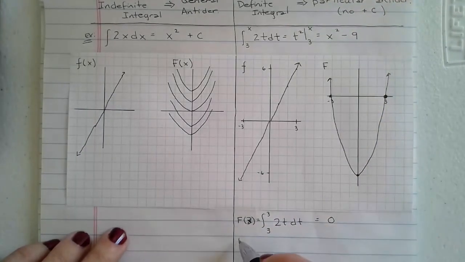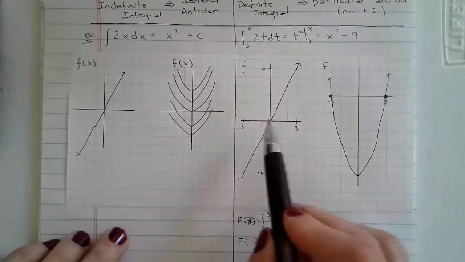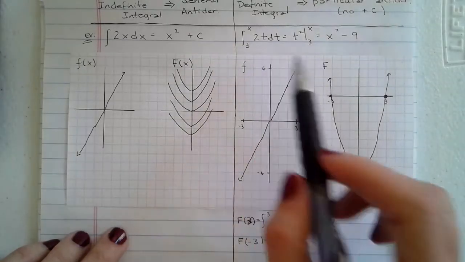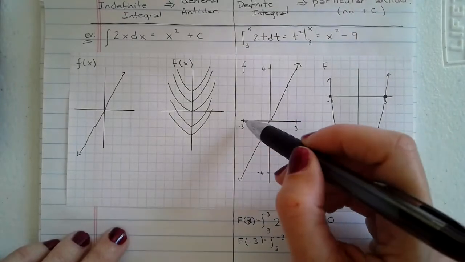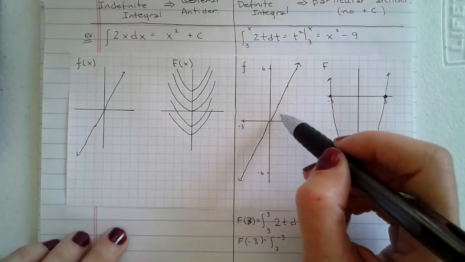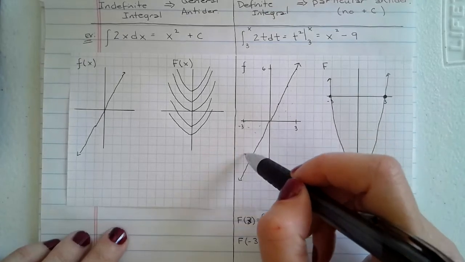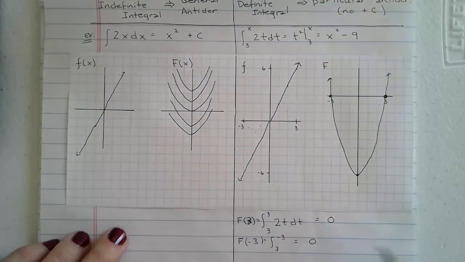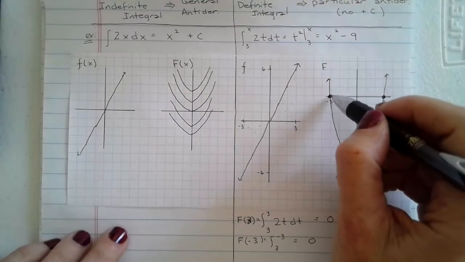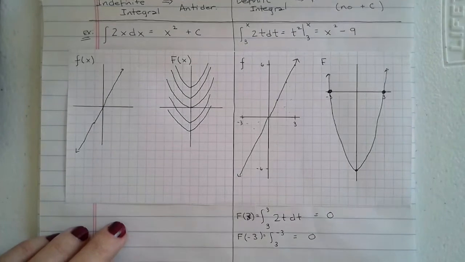If we were to look at F of -3, we would be integrating from 3 to -3, the signed area under our graph of 2t. If you look at integrating from 3 back to -3, you're going to get these triangles that have the same area, but one is above and one is below. So we're going to get a 0 at -3 also. And if you look at our graph of big F, we do have a 0 at -3.